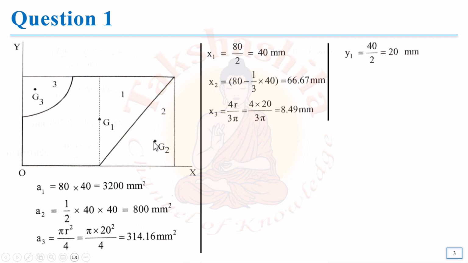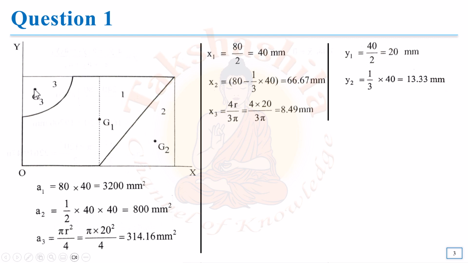How much will this be? We already know from the right-angled corner, if you see the centroid, this distance will also be 1 by 3 times the total height. The height was 40. So y2 will be 1 by 3 times 40, which will come around 13.33.